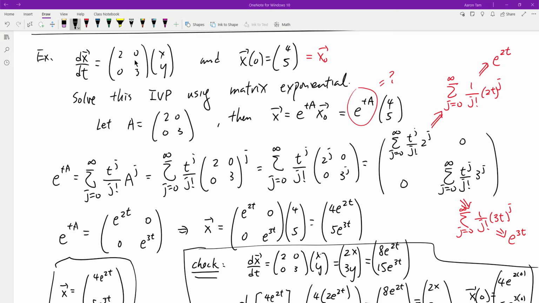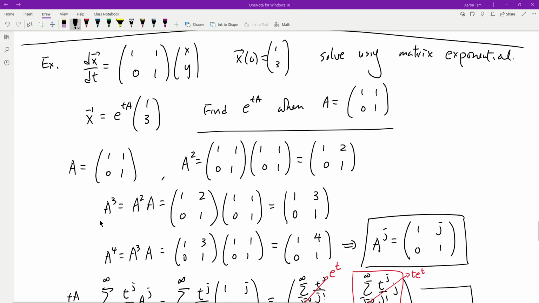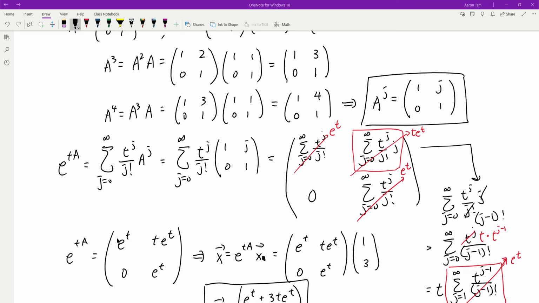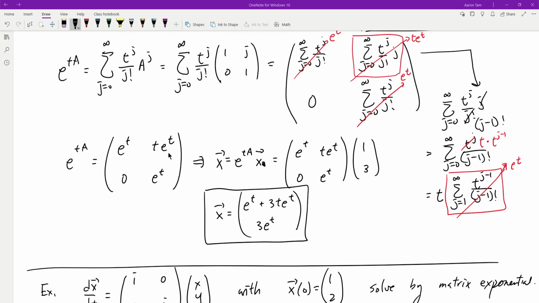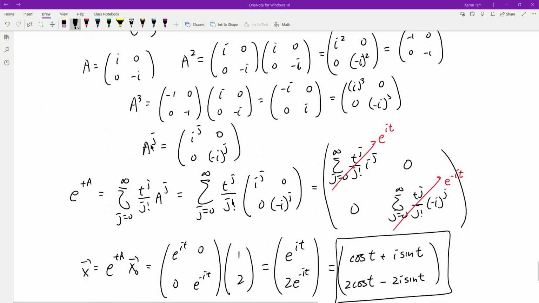Two of them actually have a diagonal matrix, so even though one of them involved complex numbers, it wasn't that hard to figure out what e to the tA is. And then we have this particular one right here, which is 1101, where we found that A to the j power is a very simple pattern, which resulted in a relatively easy matrix e to the tA. Of course, that's not always going to be the case.